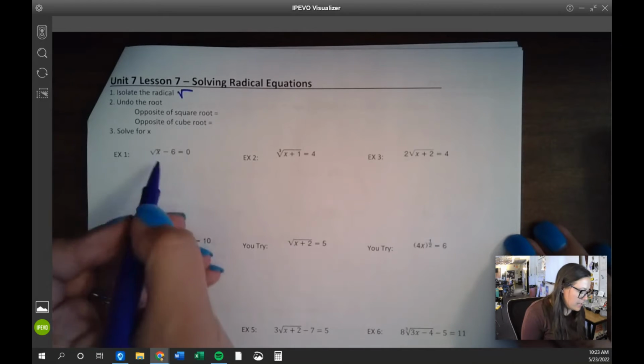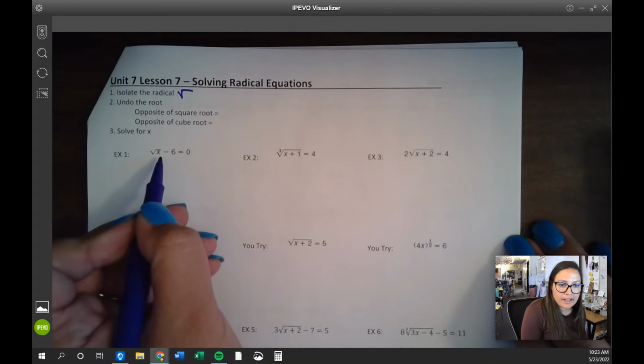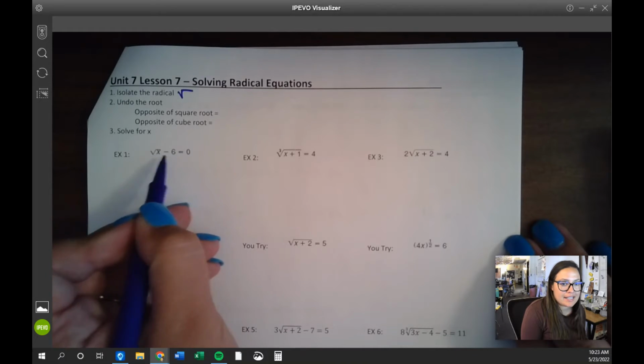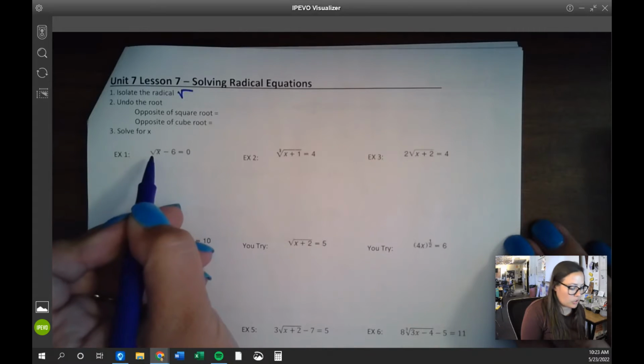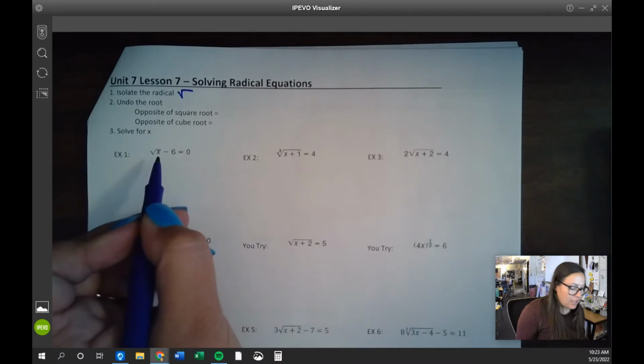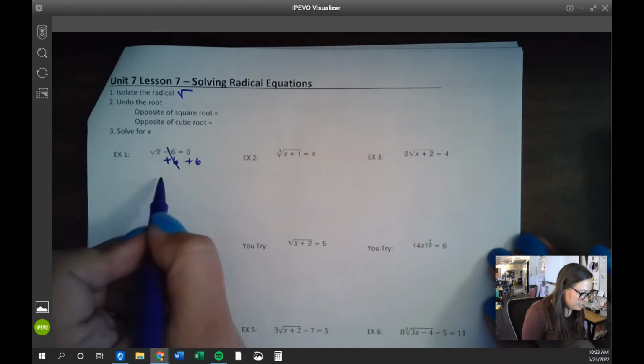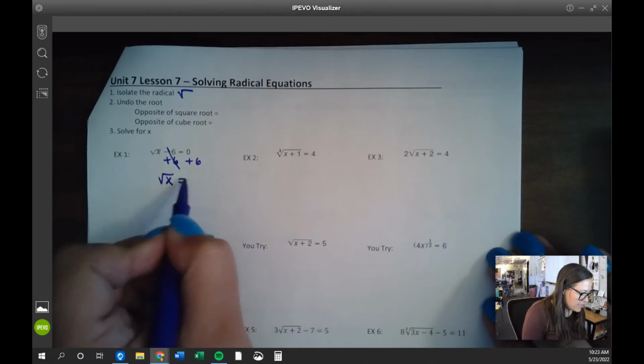So for example, in example 1, I have the square root of x minus 6 equals 0. So this minus 6 is not part of the square root. I want to isolate the square root, which means get it by itself. So I'm going to add 6 to both sides. So I get square root of x equals 6.